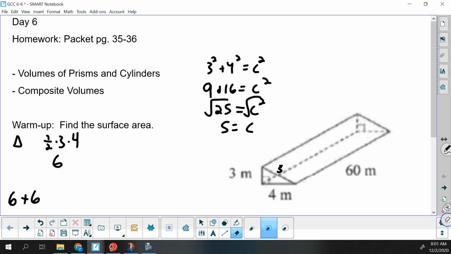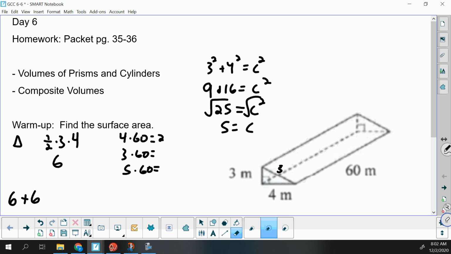And then we have 3 rectangles. Our 3 rectangles, we've got a 4 by 60. We've got a 3 by 60. And we've got a 5 by 60. The 4 by 60 is the bottom rectangle. The 3 by 60 is the left rectangle. And the 5 by 60 is that one that we can see right there.